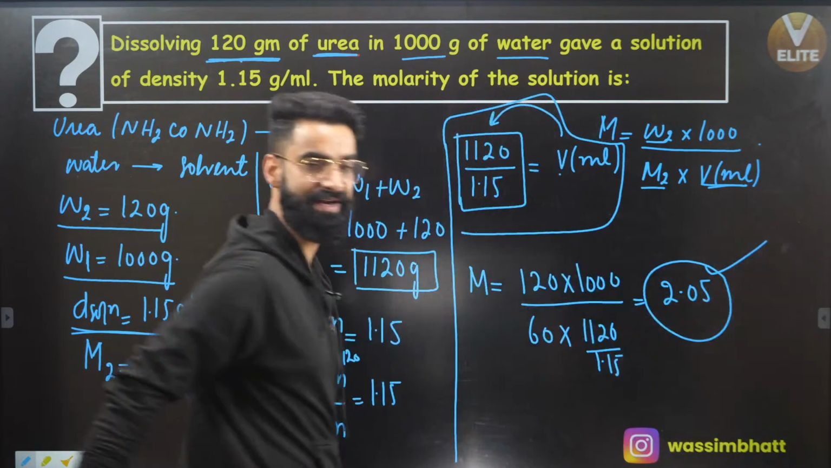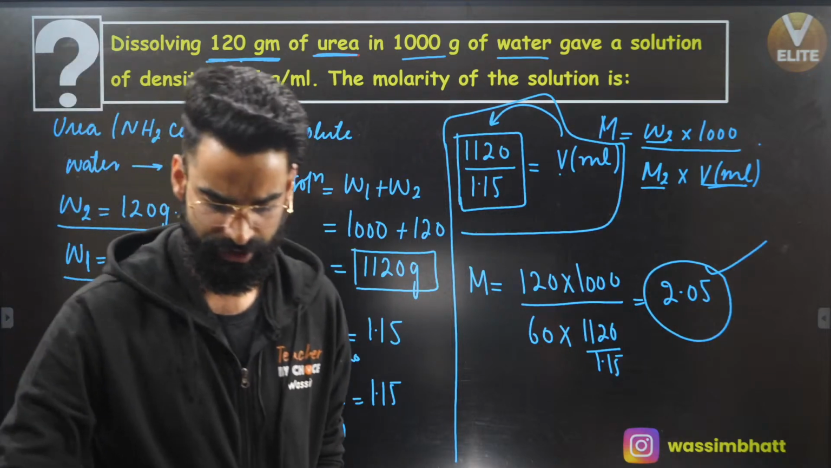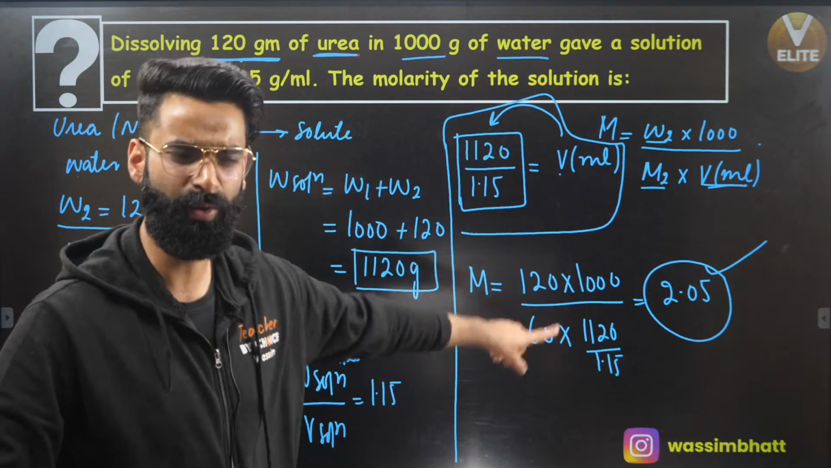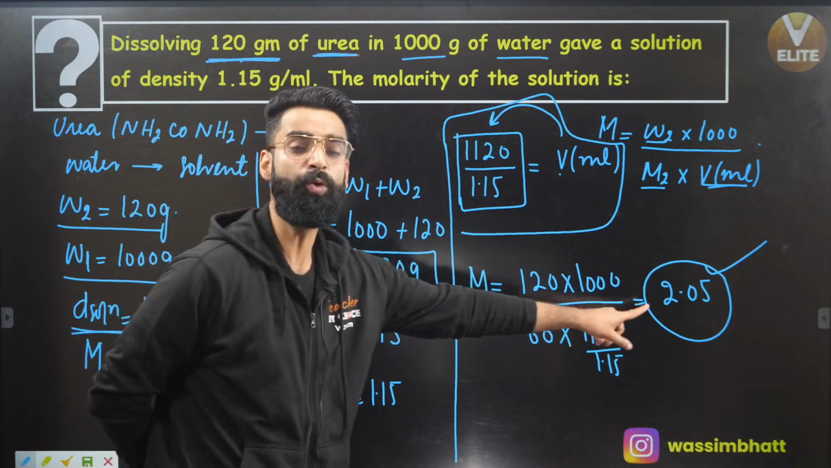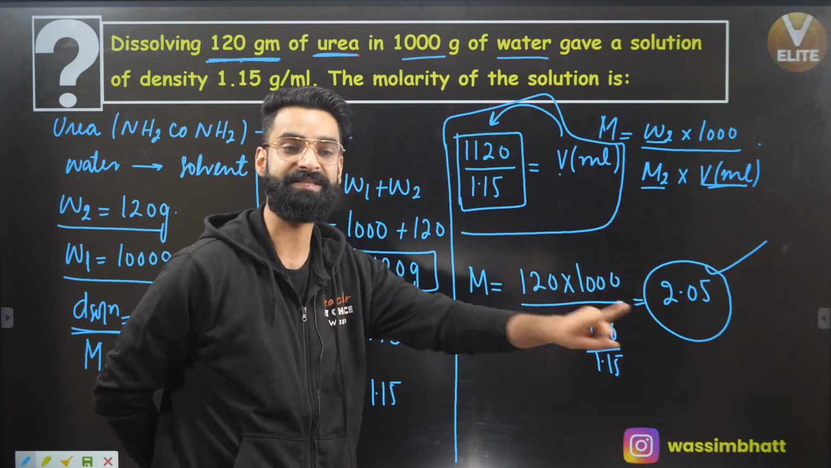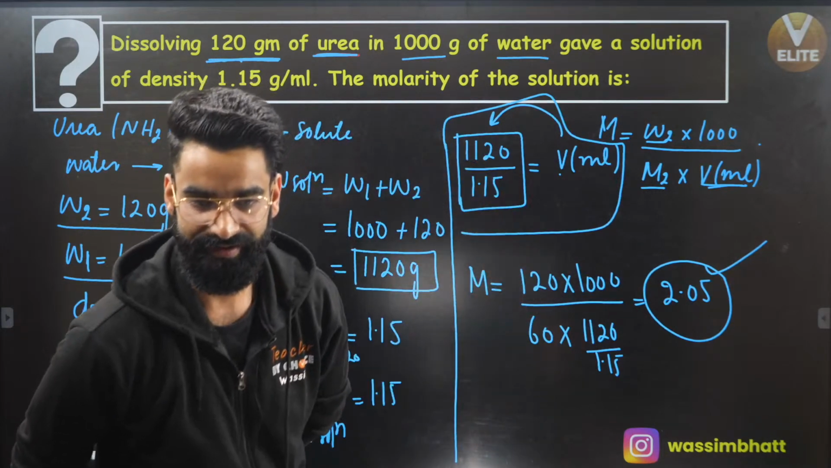So 2.05 is the molarity of the solution. What does it mean? It simply means 2.05 moles of solute are present in 1 liter of solution. Yeah?